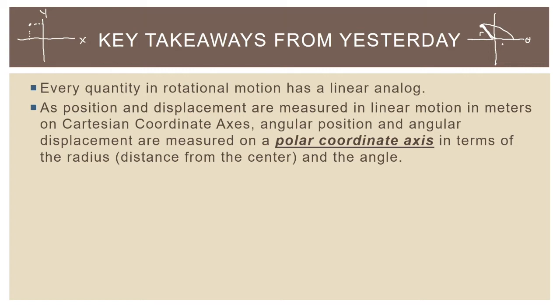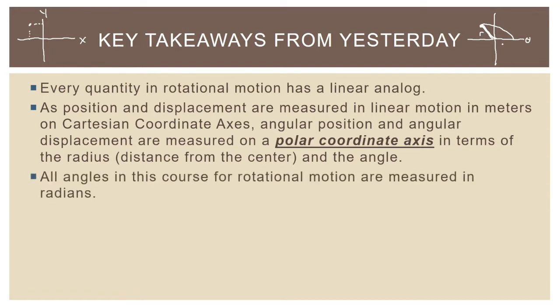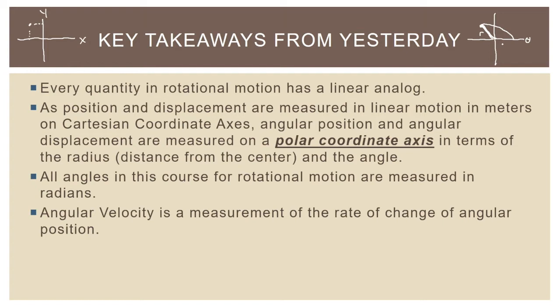Speaking of angles for measurements, all angles in this course for rotational motion are measured in radians. When we are talking about the angular position or the angular displacement or even the angular velocity, we are always going to be using the angle measure radians instead of degrees. That's another very important point as well. As we also went on to say at the end of yesterday's video, angular velocity is a measurement of the rate of change of angular position. That's another important point here.